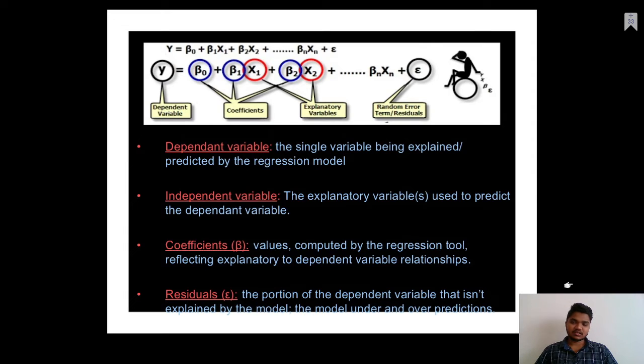Here y is the dependent variable, that is the single variable being explained or predicted by the regression model, and x1, x2 and so on up to xn are the independent variables. These are used to predict the dependent variable, that is, these are used to predict y. The coefficients are beta naught, beta 1, beta 2 and so on. These are the values computed by the regression tools, reflecting explanatory to dependent variable relationships. The residuals or the error, that is epsilon, is the portion of the dependent variable that isn't explained by the model, the model's under and over predictions.